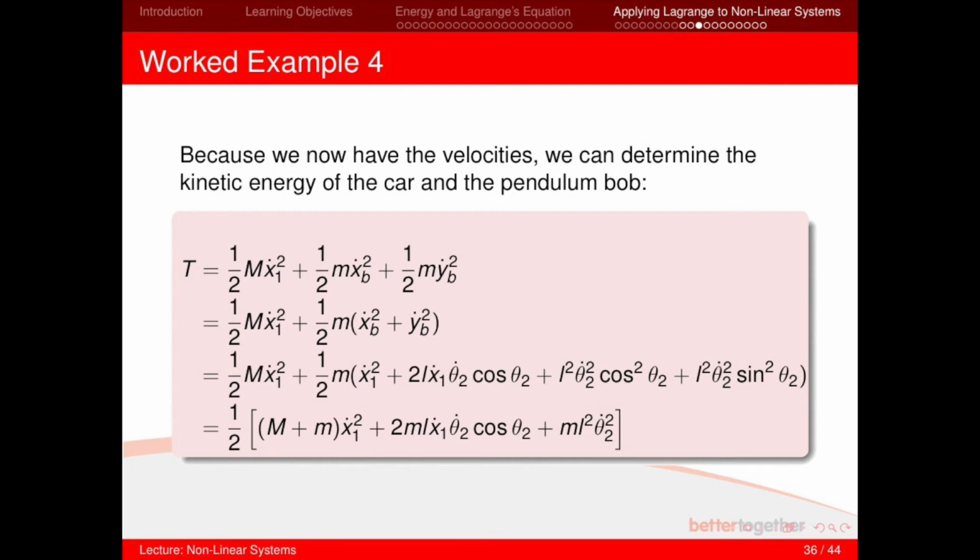Now we've got the velocities, we can determine the kinetic energy of the car and the pendulum bob. Remember, we're dealing with the energy of the system, not of the specific masses. So with the system, I've got half m v squared of the trolley plus half m v squared of my mass at the bottom of the pendulum. So I've got half M x1 dot squared, where big M is the trolley, and then over here I've got x dot b of the bob and y dot b of the bob, times half of the small m. Okay, so I can go through.